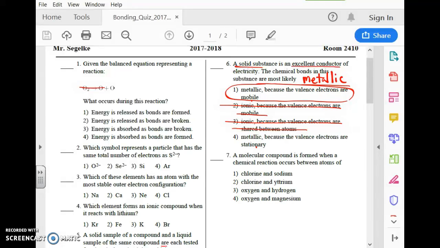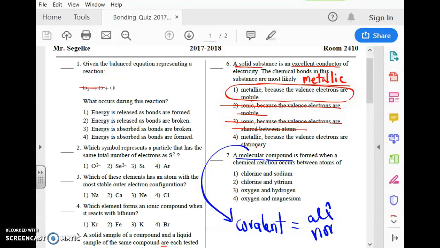Number 7, a molecular compound is formed when a chemical reaction occurs between atoms of, well, you have to remember that molecular means covalent bonding. Oh, well, as we well remember, covalent means all nonmetals. So in other words, it's asking, give the choice that contains two nonmetals. Choice 3, hydrogen and oxygen, a nonmetal and another nonmetal.